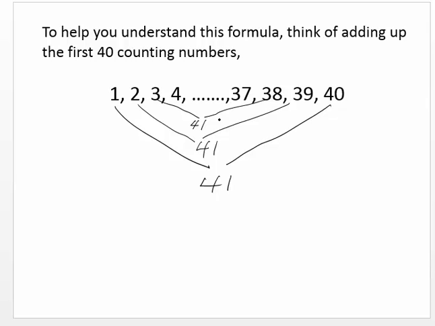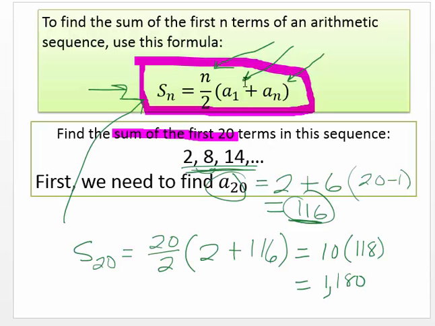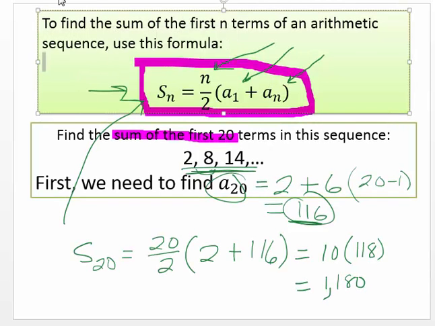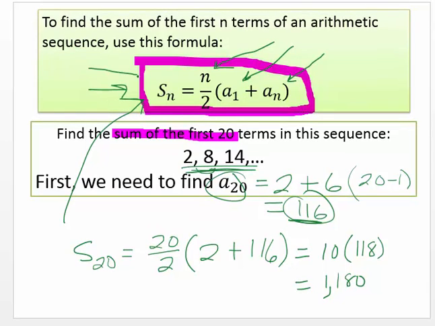Well, that's where that n over 2 comes from, and then our a sub 1 plus our a sub, in this case 40, comes from. So that's where this formula right here comes from, is just kind of using that example I showed you.